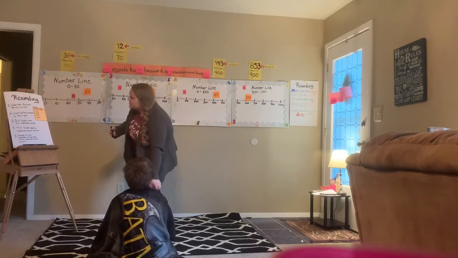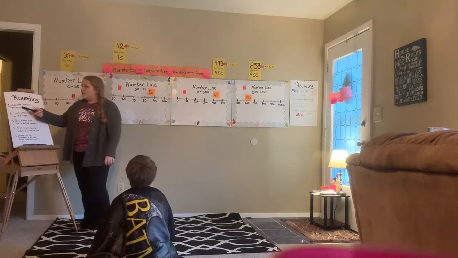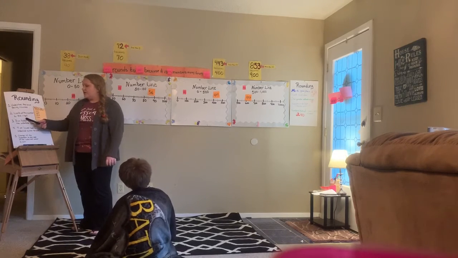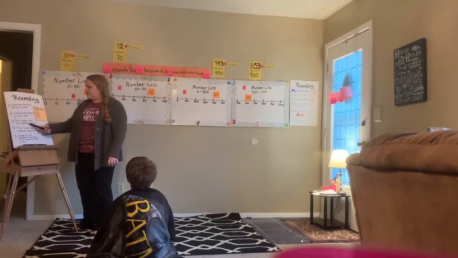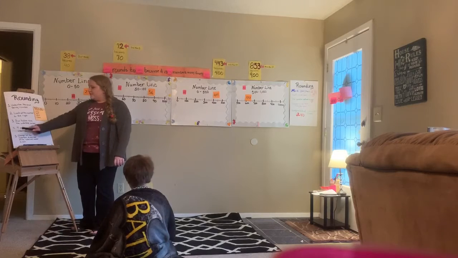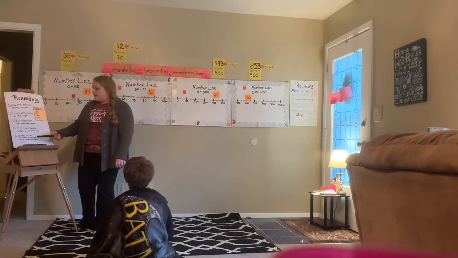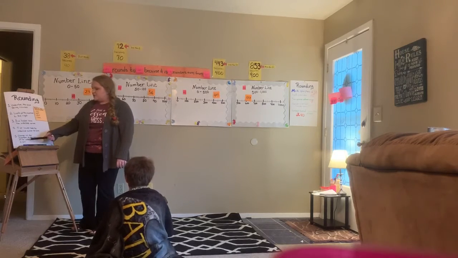Okay? So let's go over the steps for rounding. Number 1, you underline the place being rounded. 2, you look at the number to the right. 3, you see if it's 5 or higher. If it is, you raise the underlined number. 4, if it's 4 or lower, keep the underlined number the same. And 5, change all the numbers to the right of the underlined number to 0.